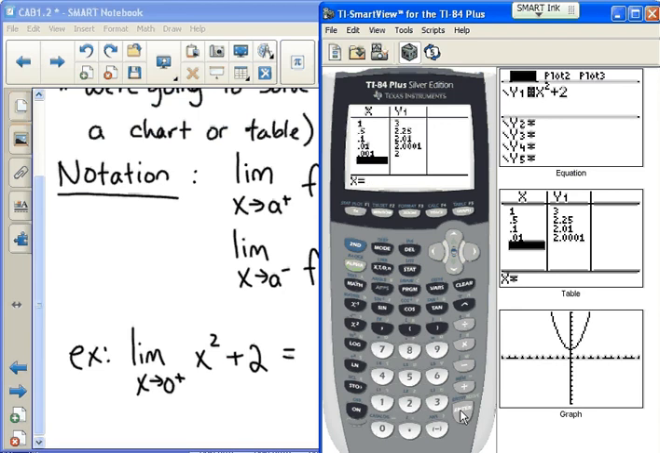As you look, x is getting closer and closer to 0: 1, 1/2, 1/10, 1/100th, 1/1000th. X is getting closer and closer to 0, while the y values over here are getting closer and closer to 2. If you highlight that 2, it's actually not exactly 2. The calculator is just rounding. It's 2.000001. So it's very close to 2. This is telling us that the graph is getting closer and closer to 2 as x approaches 0 from the right. So the answer to our limit is simply 2.